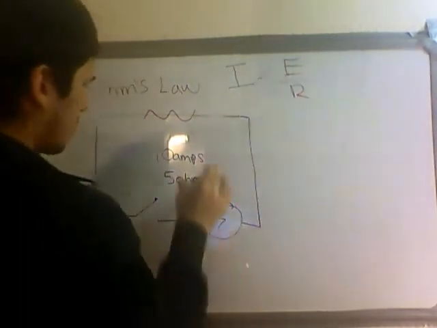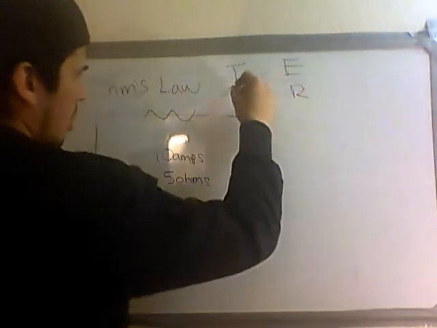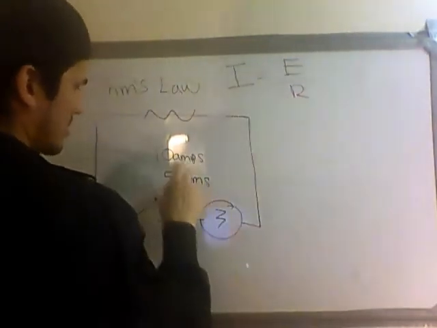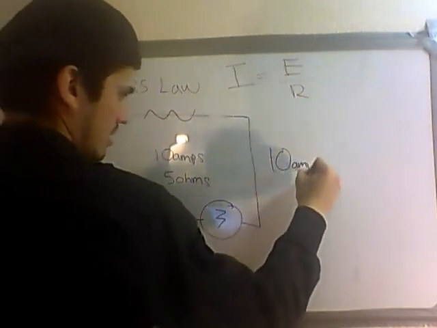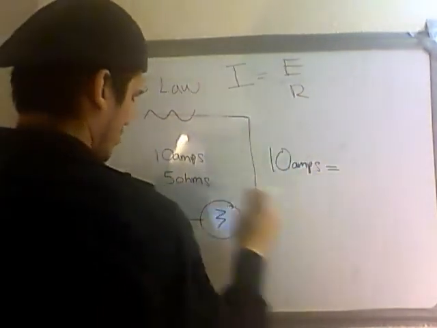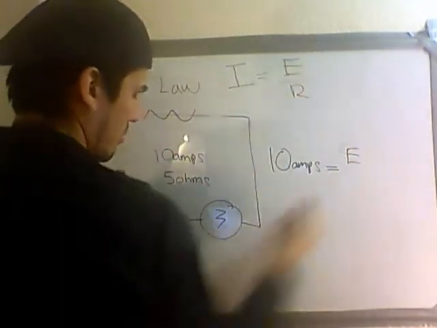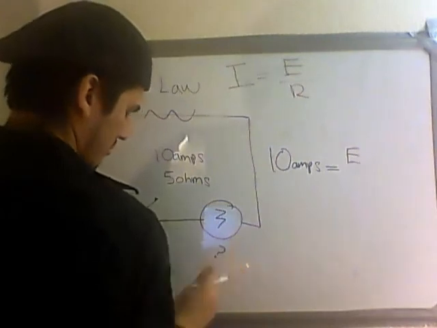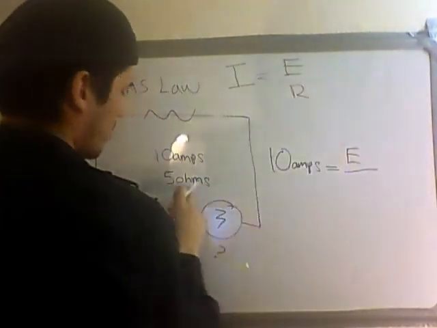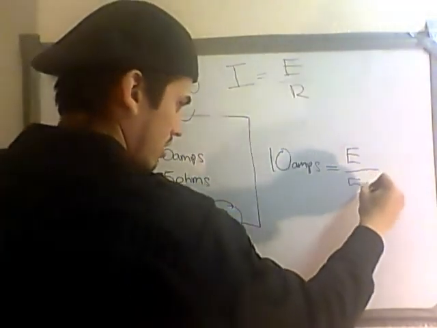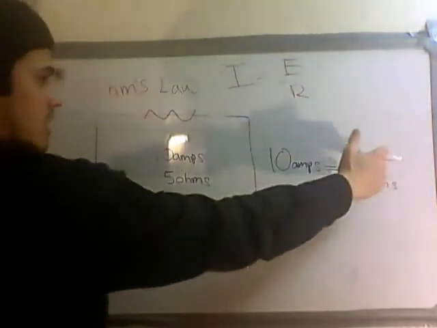Well, now we just plug our numbers into our equation here. So if we know I, which is intensity, amperage is intensity, we could just say 10 amps is equal to voltage, which was our unknown. The voltage we don't know. We want to solve for this guy right here. We don't know what voltage is. So we'll put the E up there and the R on the bottom, which is 5 ohms. Okay, so now we're just solving for E.